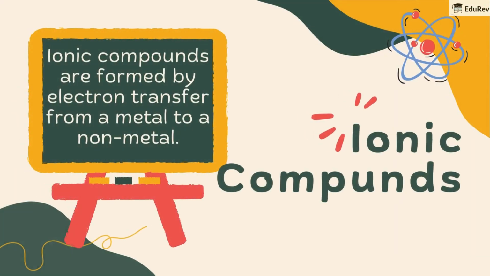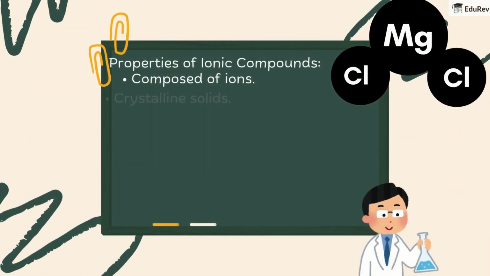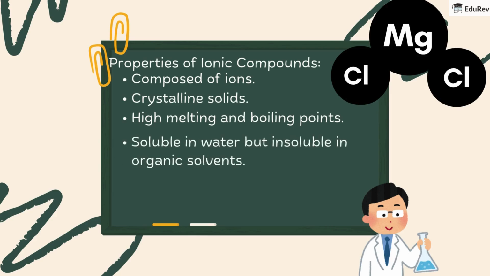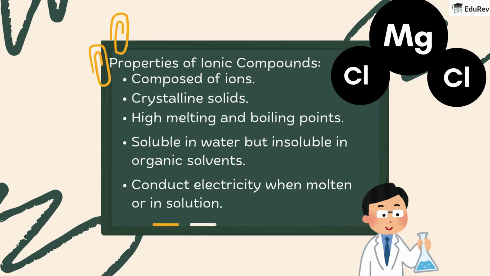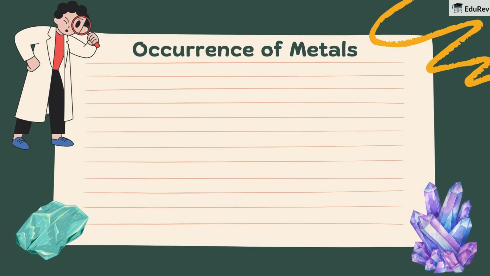Now we'll discuss ionic compounds. Ionic compounds are formed by electron transfer from a metal to a non-metal. Ionic compounds are composed of ions. They are crystalline solids and possess high melting and boiling points. Ionic compounds are soluble in water but insoluble in organic solvents. They conduct electricity when in a molten or solution form. Next, we'll discuss the occurrence of metals.